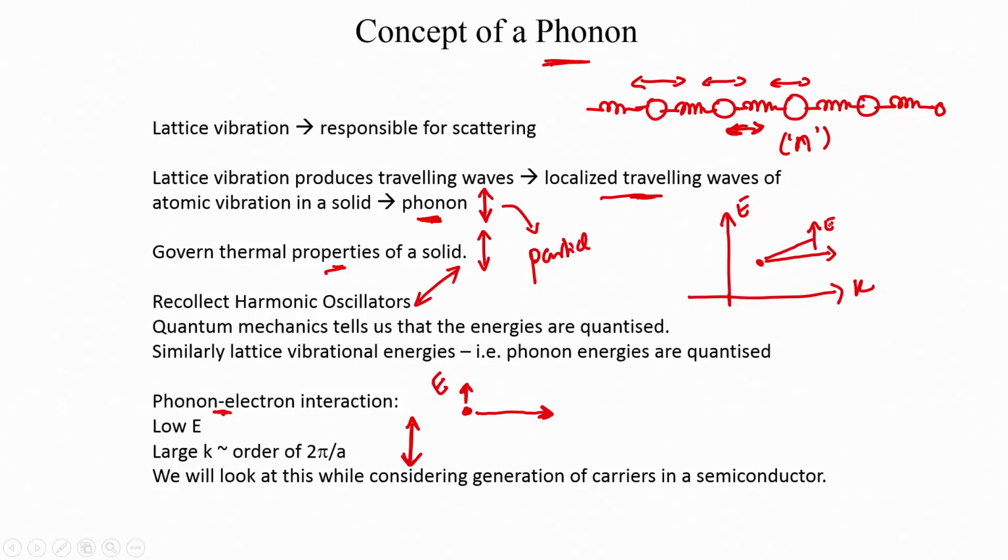And this plays a very important role while deciding the generation and recombination mechanisms of electrons in something called an indirect band gap semiconductor, which we will come back to when we look at the generation of carriers.